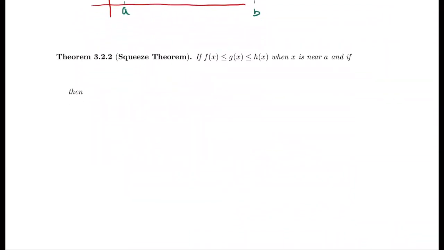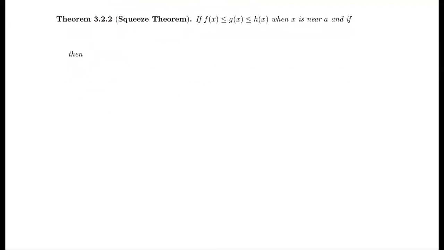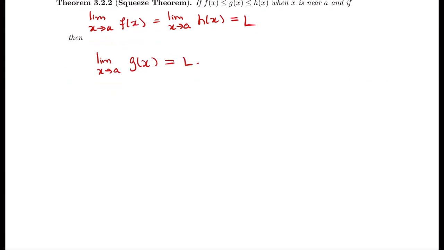All right. And one more important result is called the squeeze theorem. So we say that if f of x is less than or equal to g of x, which is less than or equal to h of x, when x is approaching a, and if the limit as x approaches a of f of x is equal to the limit as x approaches a of h of x is equal to some number L, then the conclusion here is that the limit as x approaches a of g of x will also equal L.